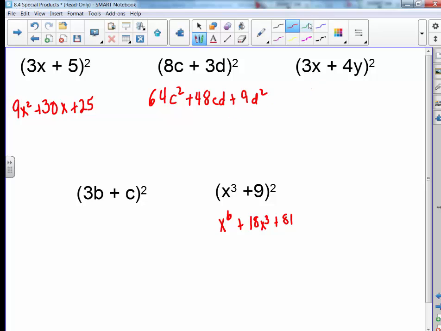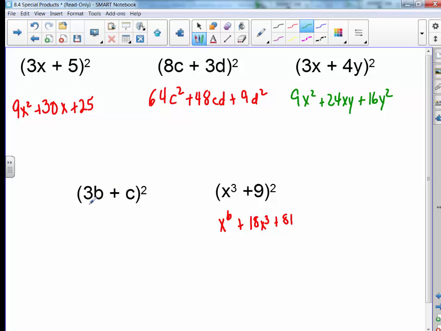All right, let's see what we get here. 3x squared is 9x squared. 2 times 4 is 8, times 3 is 24xy. And then 4y squared is 16y squared. Did you get that? I hope you did.